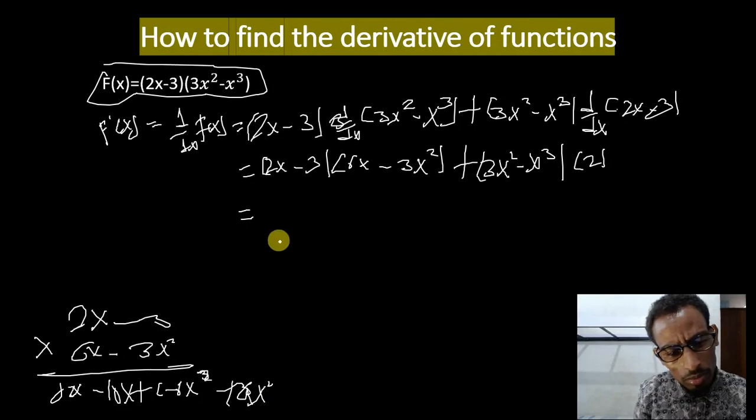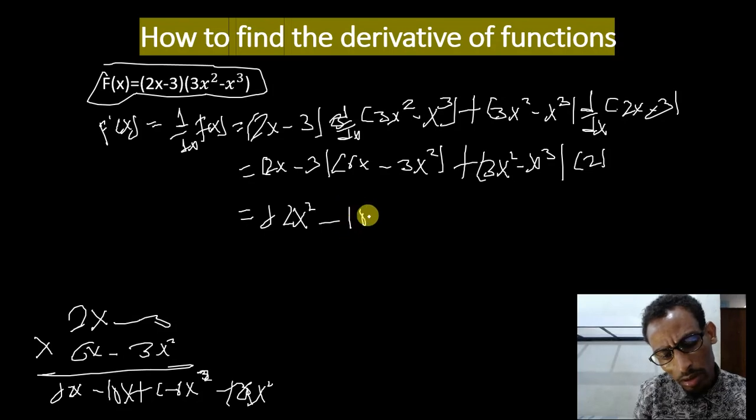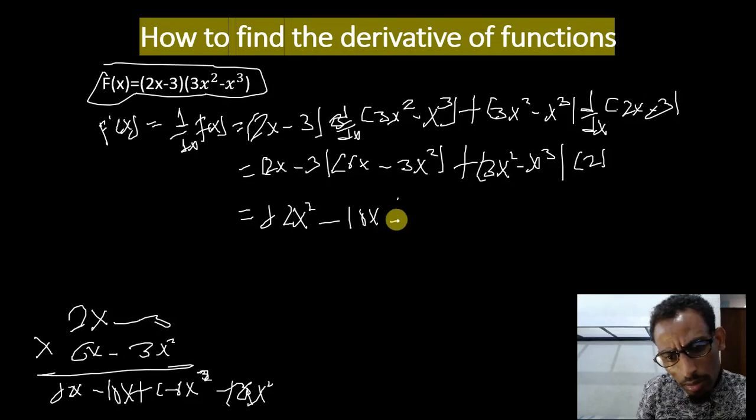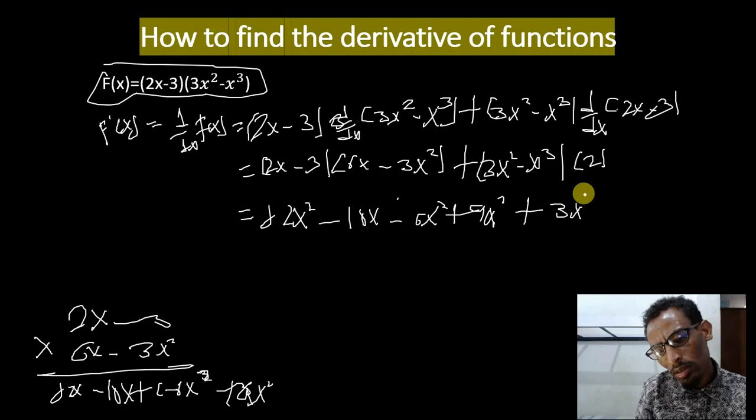So now here 12x squared, minus 18x, minus 6x cubed, plus 9x squared, and then plus 6x squared minus 2x cubed.